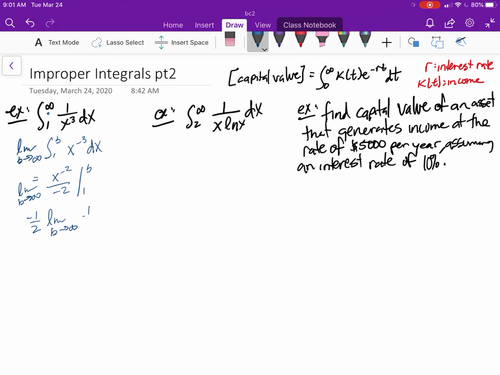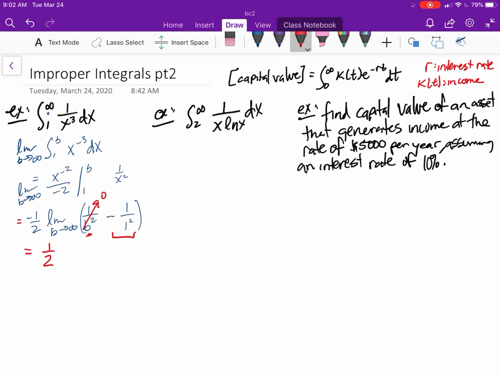of 1 over b squared, because remember x to the negative 2 means that, right? So 1 over b squared minus 1 over 1 squared, and the limit as b goes to infinity, so we're dividing by an infinitely large number here, right? The rule says this goes to 0. And so we just have negative 1. 0 minus 1 is negative 1, multiplied by that negative 1/2, so we get positive 1/2.